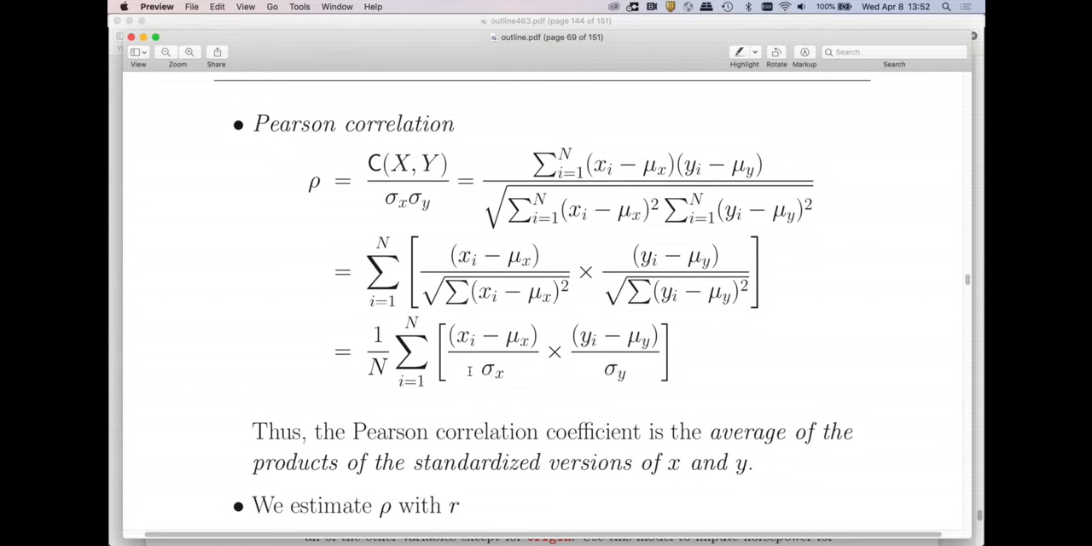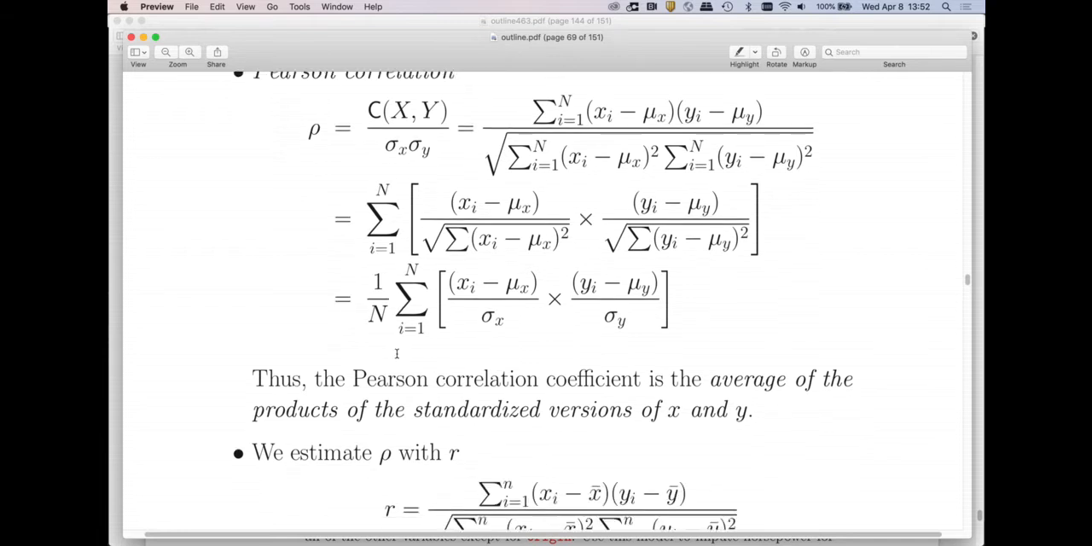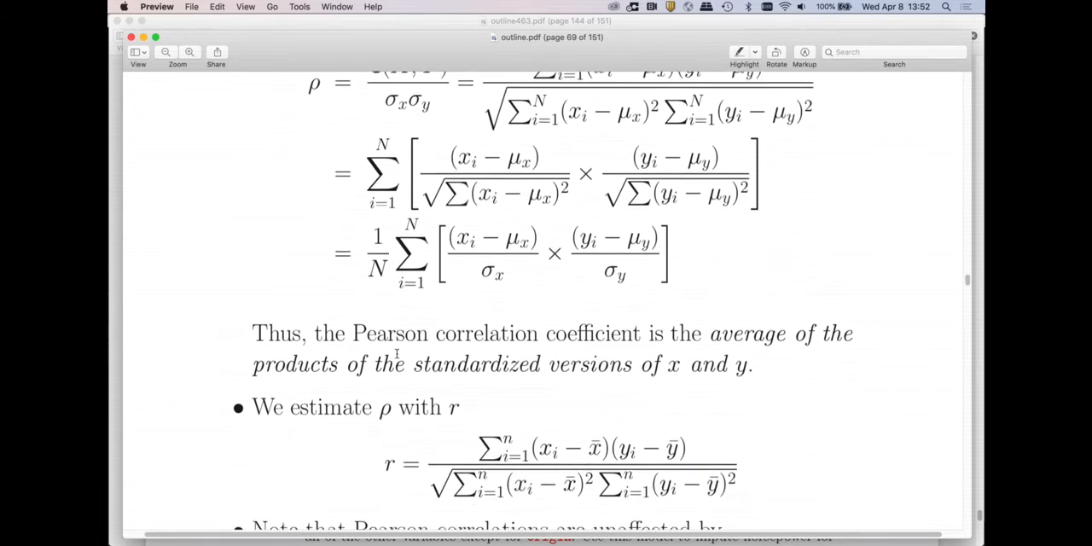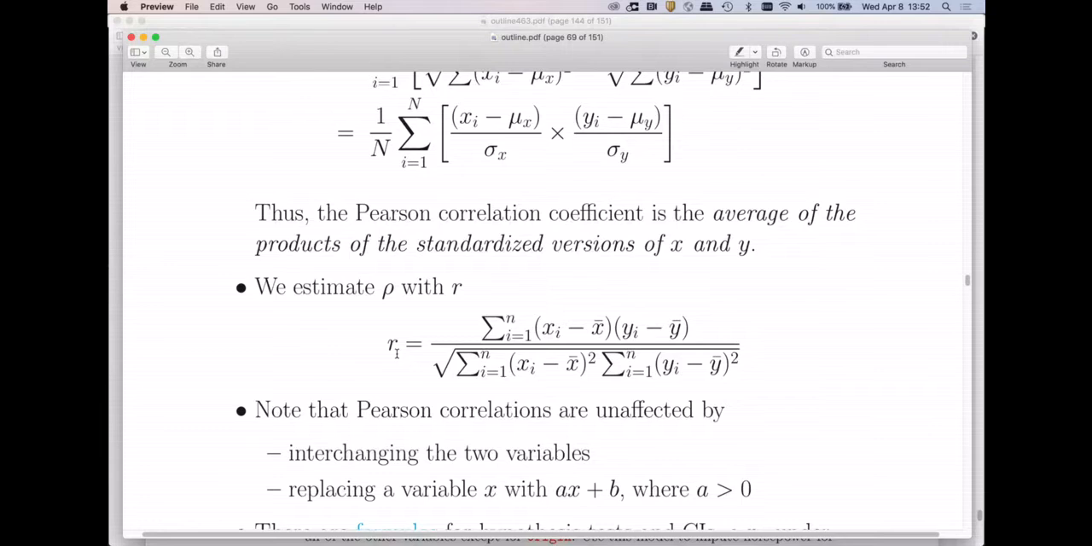The Pearson correlation is just the average, so we're going to add up the products of the z values divided by n. Now, I think this actually makes a couple things really obvious, a couple properties important.